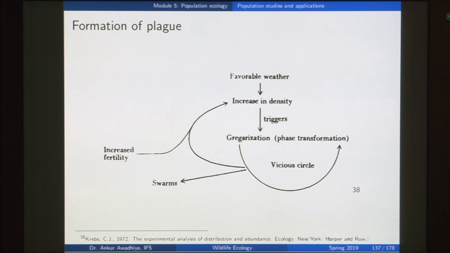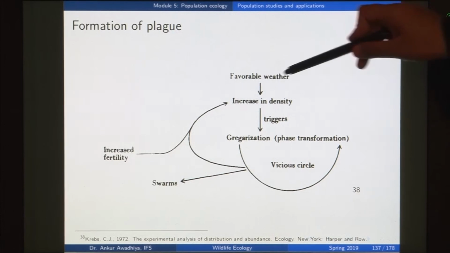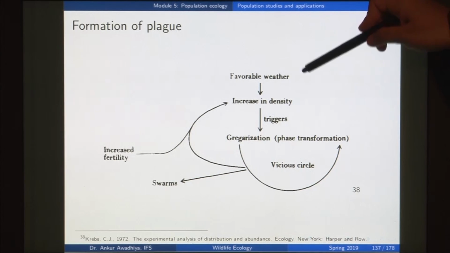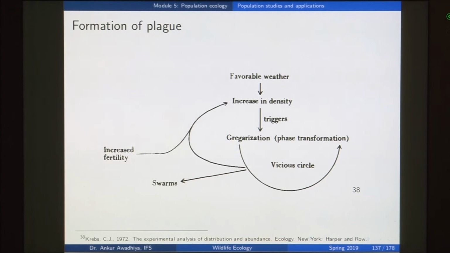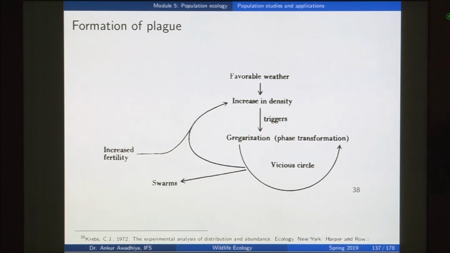Now, once you have come to that level of understanding, the next question would be, how is this organism able to know that the weather is favorable or not? What are the kinds of cues that it is getting from the environment? So, now we are talking about behavioral ecology. The second thing would be, if you have an increase in density, then how does this organism convert from solitary behavior to the gregarious behavior?